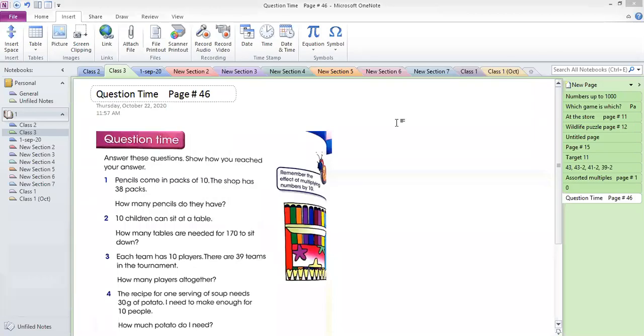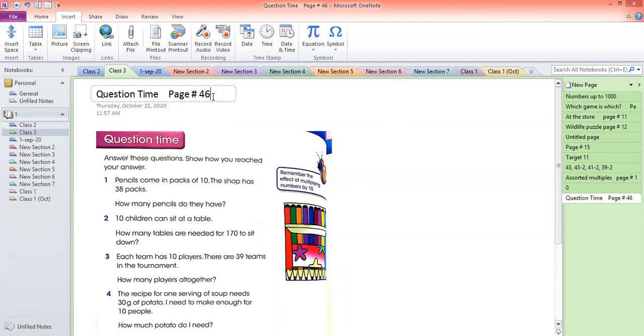This is lesson number 40 for grade 3 mathematics, and today we are going to start a new topic. Its name is Question Time, and it is on page number 46 of your book. So please open your book to page number 46.